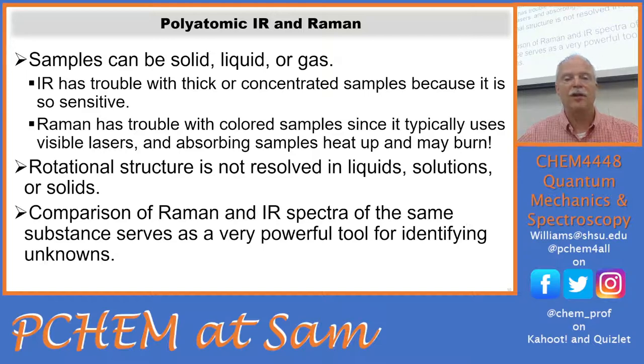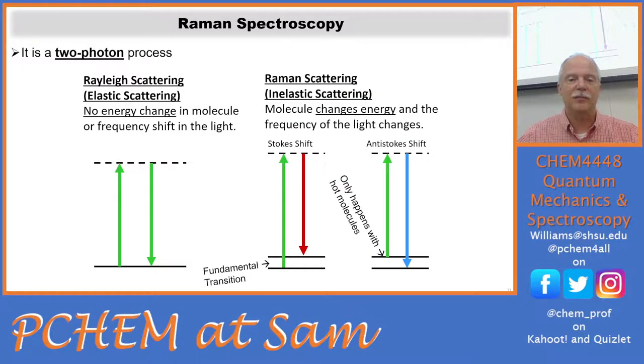Let's look at a comparison of the Raman and IR spectra of the same substance. On the left, let's talk about Raman. We have Rayleigh scattering on the left and Raman scattering on the right. We've talked about this before. We have Stokes scattered light, where there's a red shift, and anti-Stokes, where there's a blue shift.